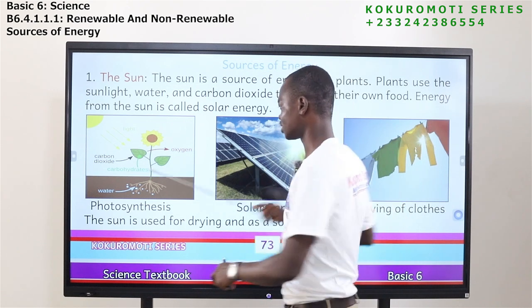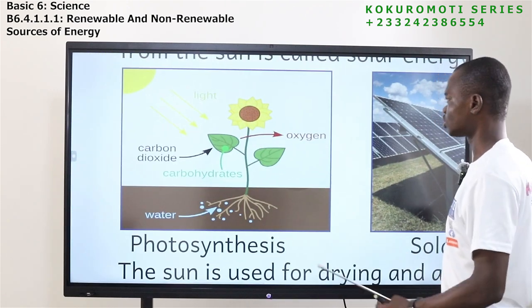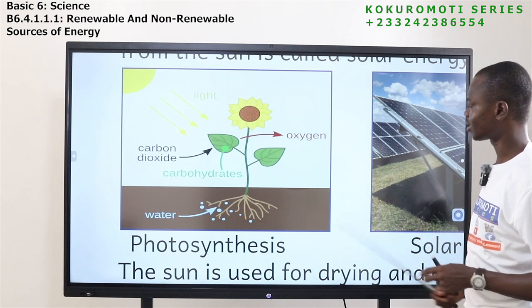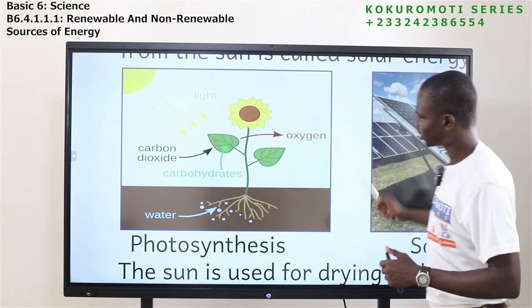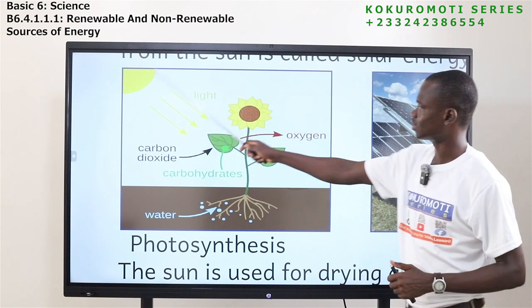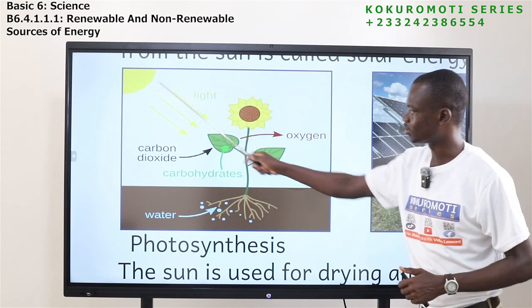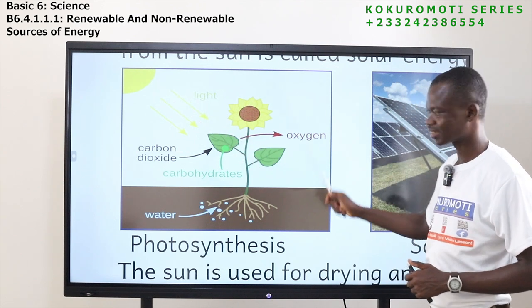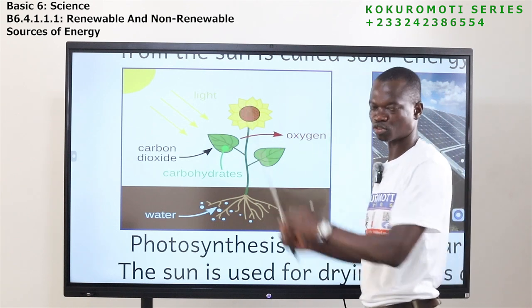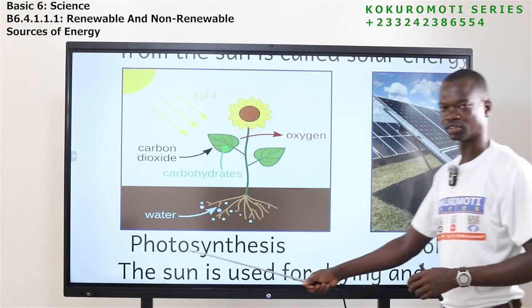So let's look at these pictures. But let's start from plants. So this is how plants use sunlight or energy from the sun. Look at this picture. You can see we have a plant here. This is the sun, and it's giving what? Light. It's producing light. The plant uses the light from the sun to prepare its own food. So that is called photosynthesis.